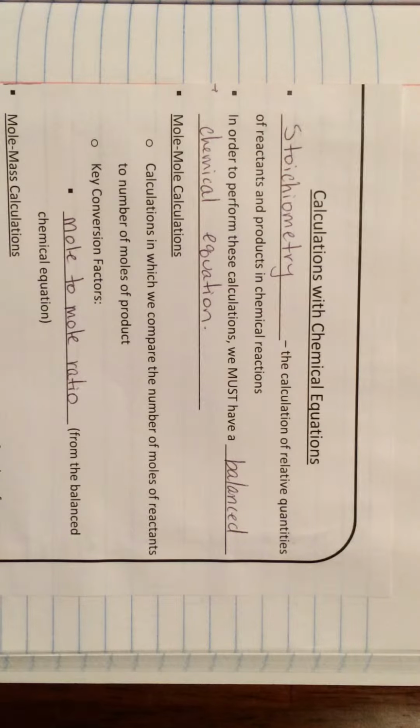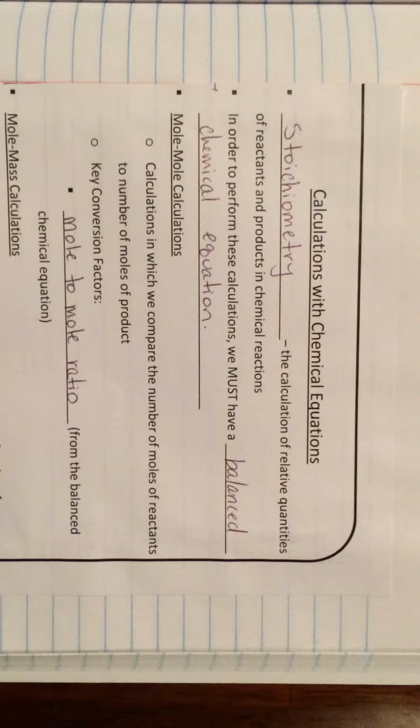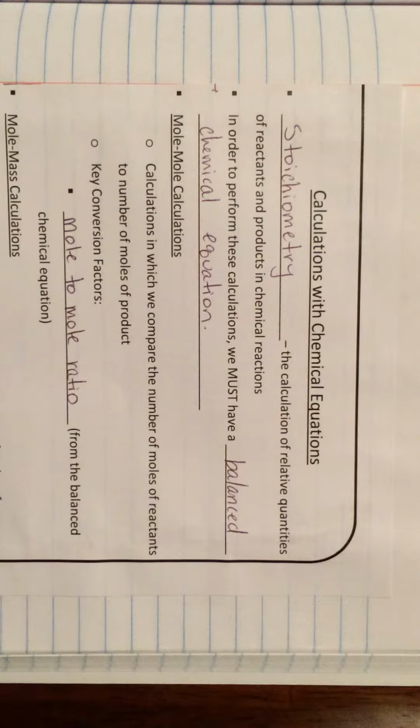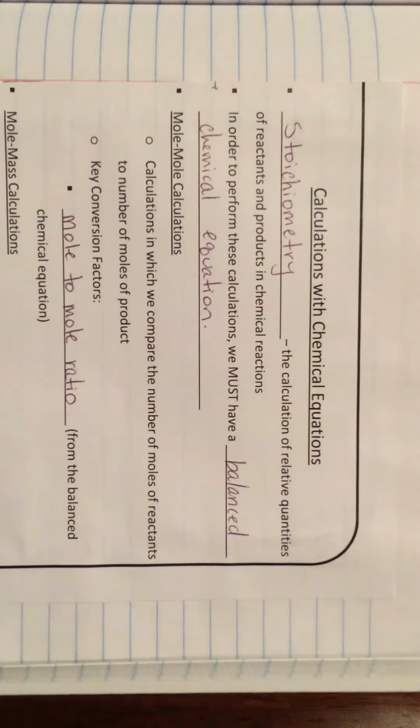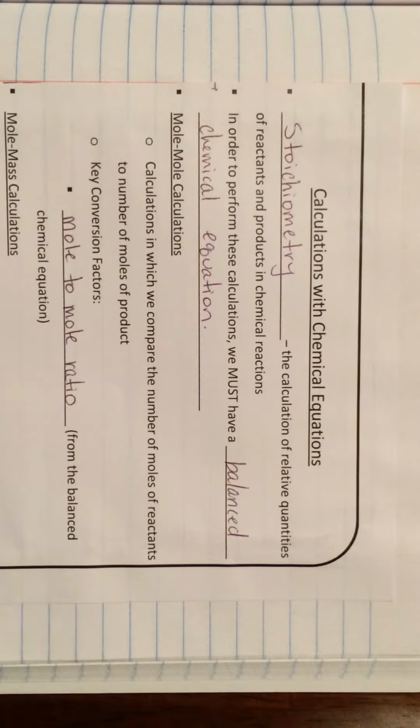And you can probably tell just from that it's going to relate heavily to our previous unit on chemical reactions and specifically chemical equations. So in fact, in order to perform these calculations, we must have a balanced chemical equation. We're going to look at three different types of stoichiometric calculations.